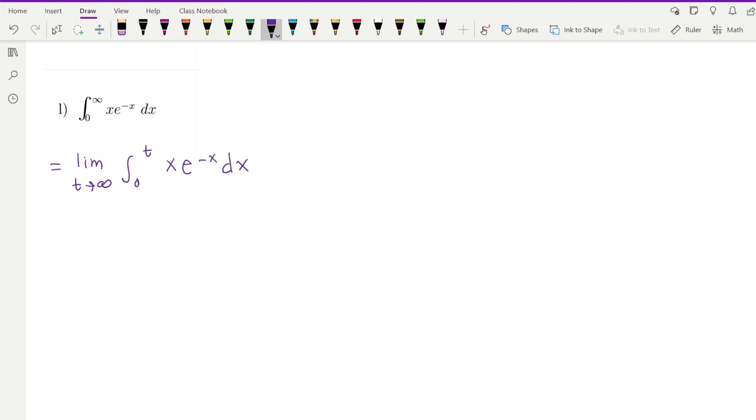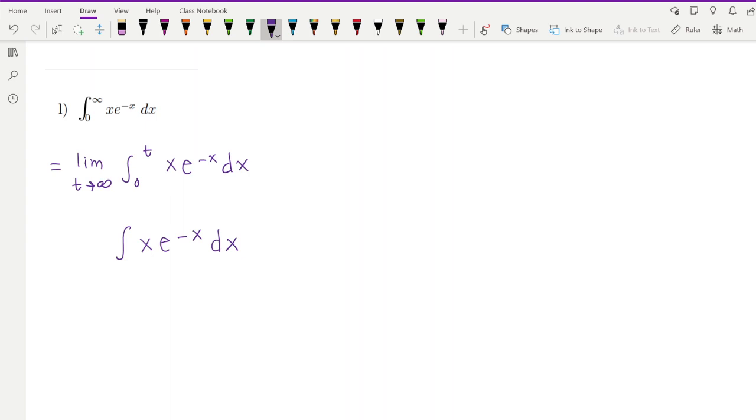So, don't think about changing bounds and all that kind of stuff. I think that just makes it harder in a lot of these. I think it's a lot easier if you just get rid of the bounds, focus on the antiderivative, and then you can bring it back to the bounds and the limit. So we're just going to focus on the integral x times e to the negative x dx.